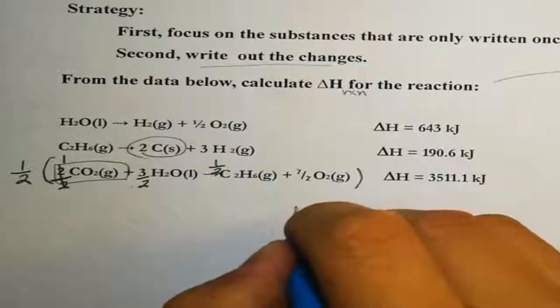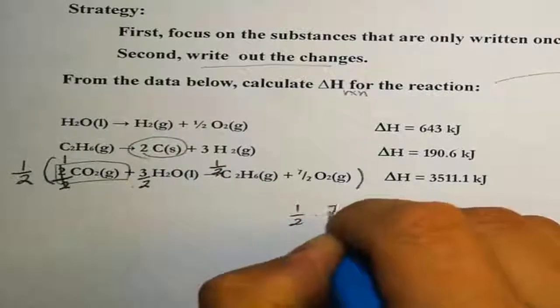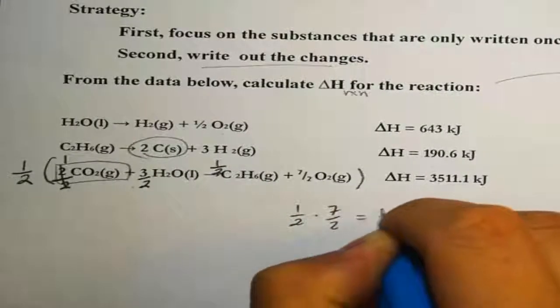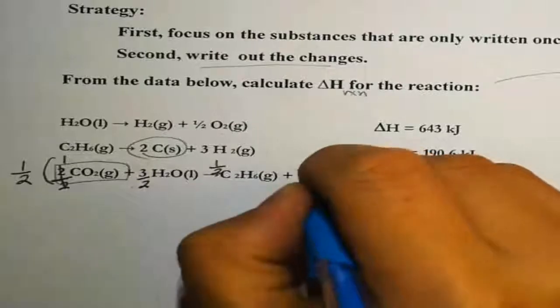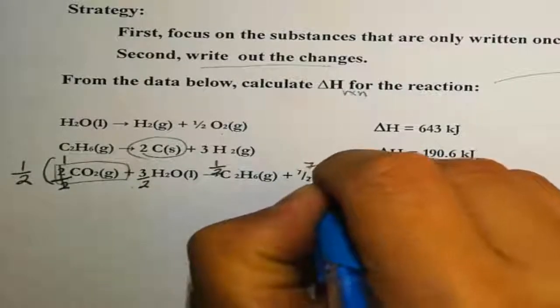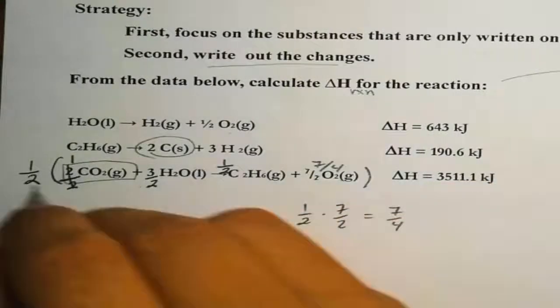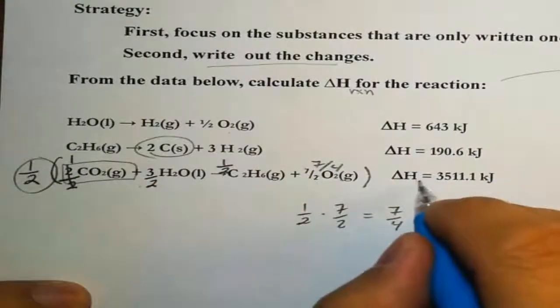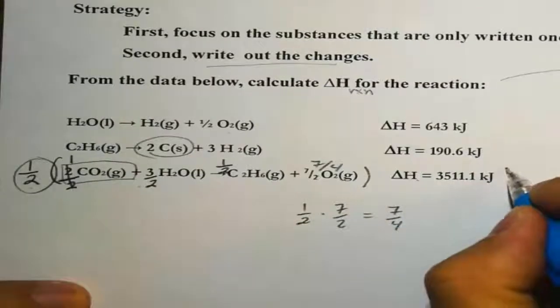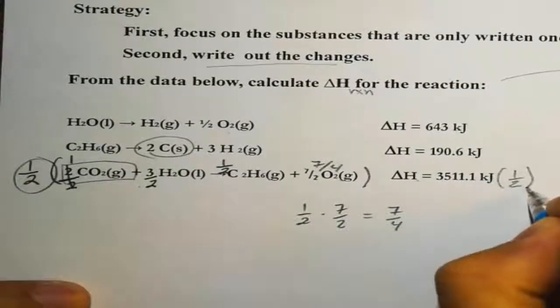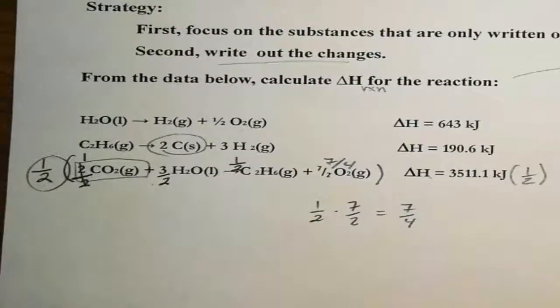What's 7/2 times 1/2? Let's show the math. 7/2 times 1/2 gives us 7/4. So we have 7/4 in that case, okay? In this case, we have to multiply whatever number to our delta H right here, which we will multiply by 1/2 as well. See how that works?